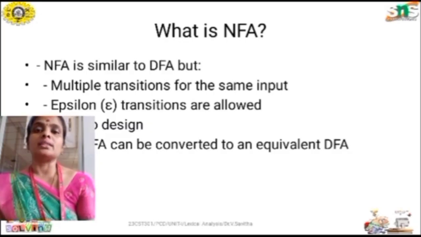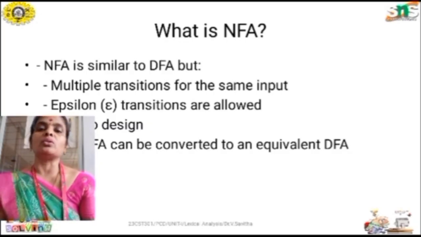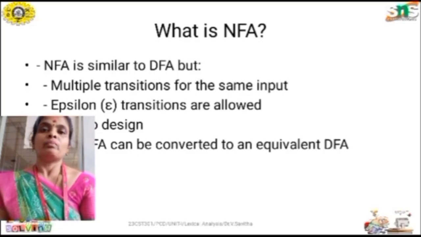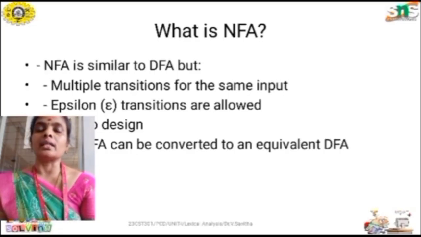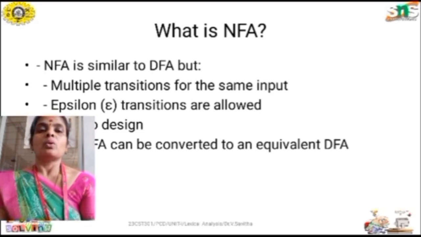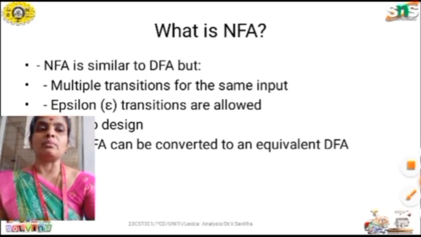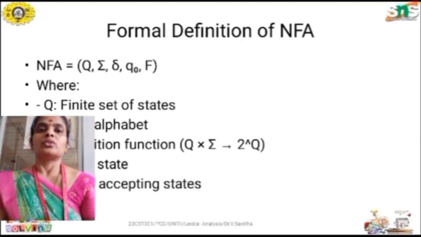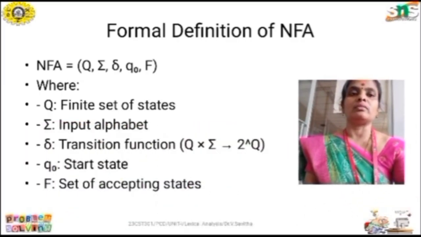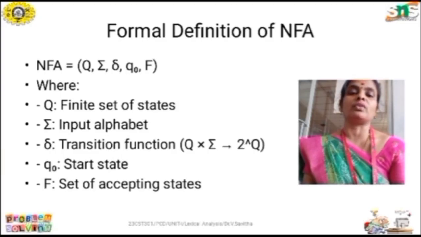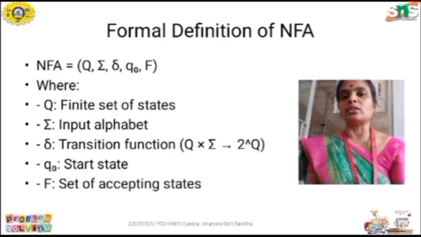And also there are different procedures to convert from NFA to DFA. The DFA can be constructed either directly from a regular expression or converted from an NFA. So this is the formal definition, which includes a finite set of states, input alphabet, transition function (here we have 2 power transition functions on the same input symbol), start state and set of accepting states. Let's go into an example.